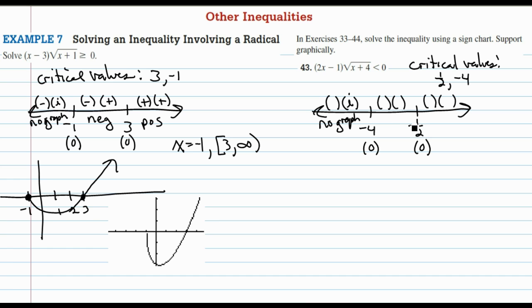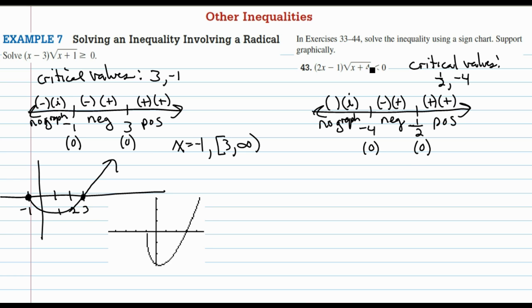Between negative 4 and 1/2 is the number 0. That's easy. So this first portion would be negative, and then 0 plus 4 is 4, square root of that is positive. So that would be negative y values when I plug in an x value between negative 4 and 1/2. Then after the 1/2, I get positives.